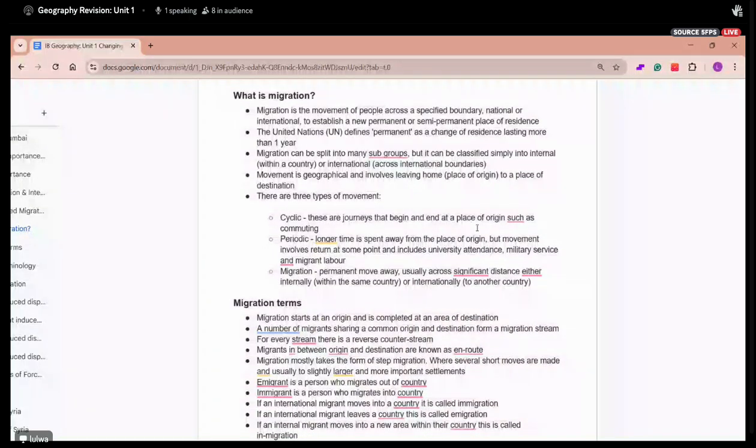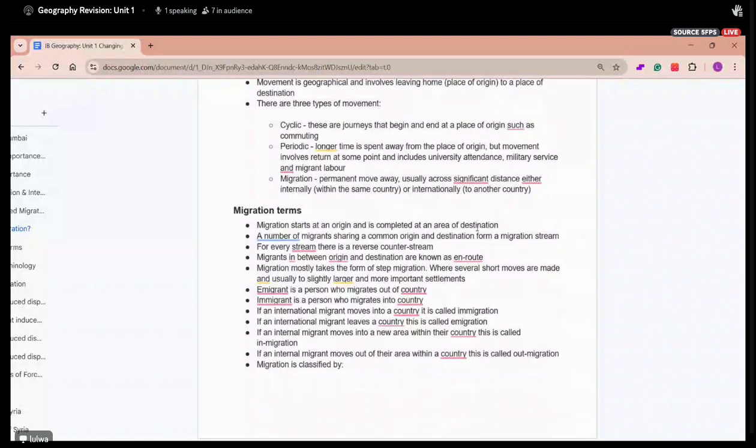So there are 3 types of movement. You have cyclic, which are journeys that begin and end at a place of origin, such as commuting from work. You go to work, you go back, you form a cycle. Periodic is longer time is spent away from the place of origin, but movement involves return at some point. So that includes going to university, military, migrant. You go for a longer period of time, but you'll eventually come back. Migration is permanent move away, which means you go, but you don't come back. It's significant distance, either internally or internationally.